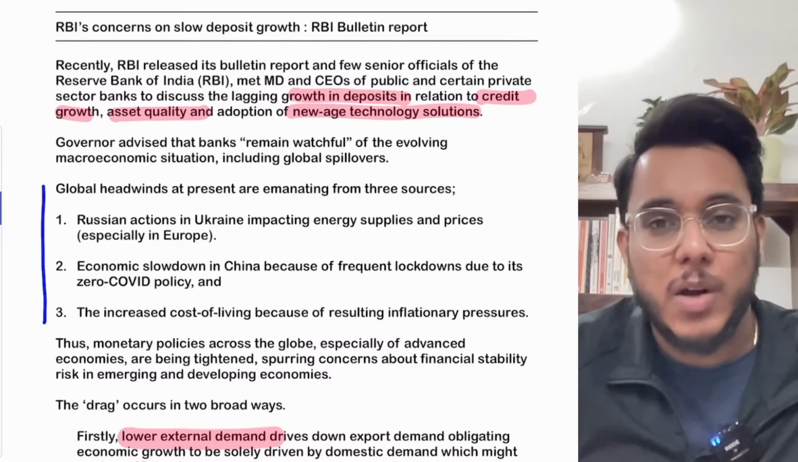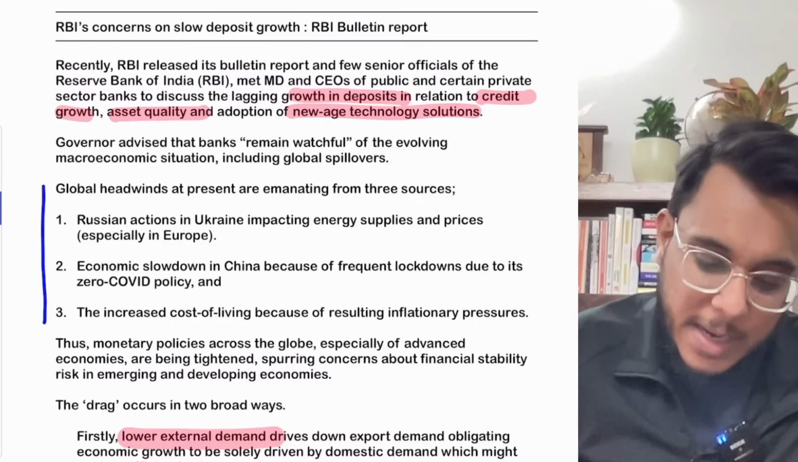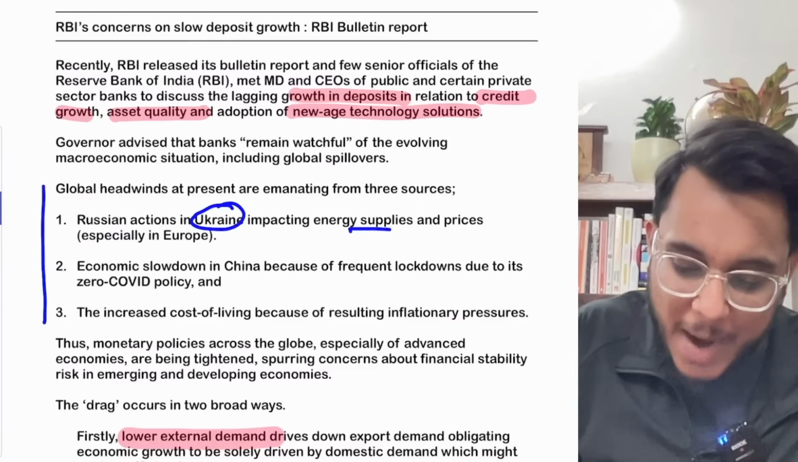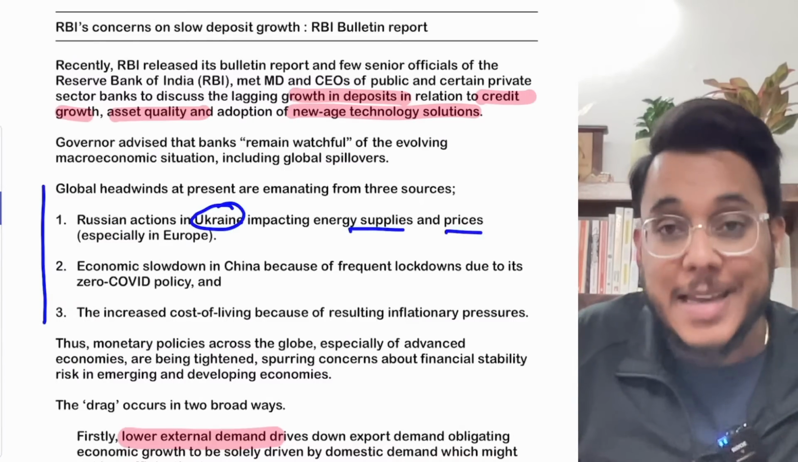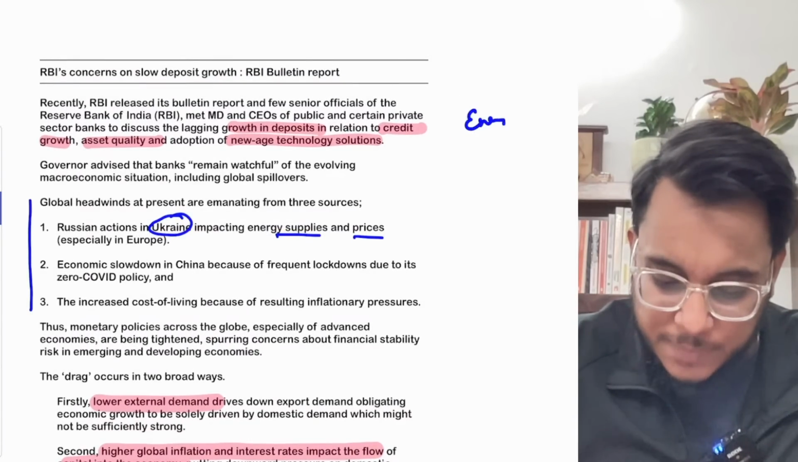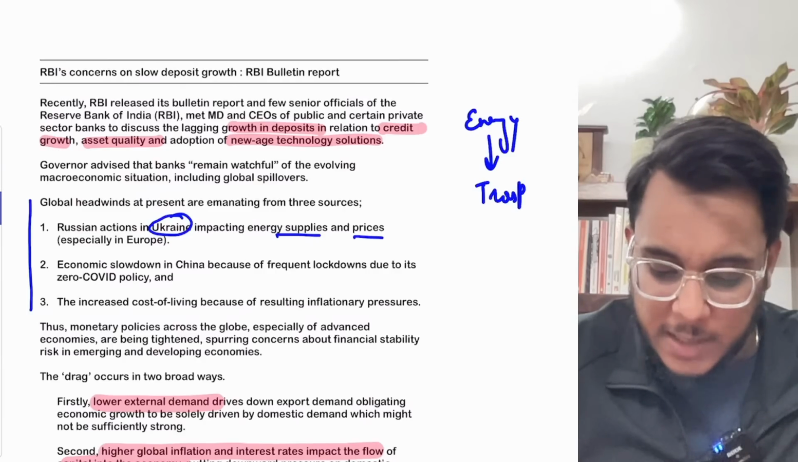We see that around the world, economic stability is an issue because of three developments that are going on. Number one, the Russia-Ukraine war that is going on is impacting energy supplies. It is increasing prices. Now you see this particular thing, guys, that energy is linked with transportation.